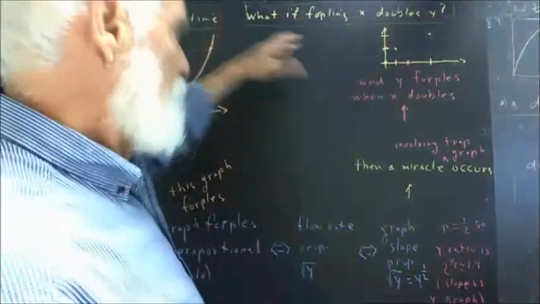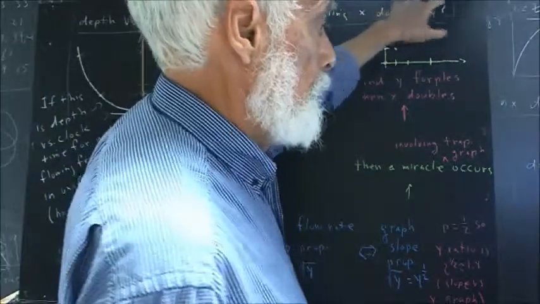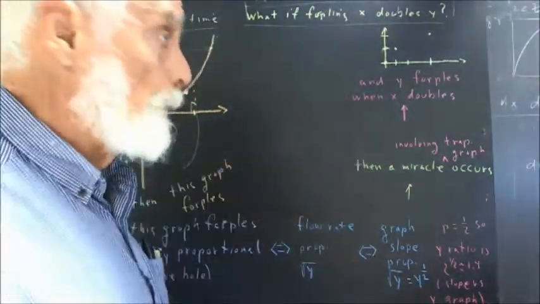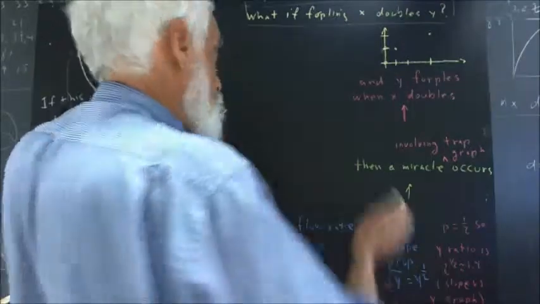Now, kind of related to what's going on down here. What if forpling x doubles y, instead of doubling x forples y? Forpling x doubles y. Well, that kind of reverses the roles of x and y, doesn't it? And we can easily draw that.